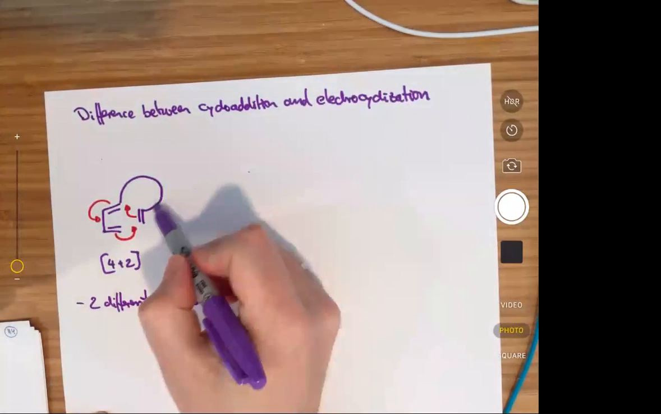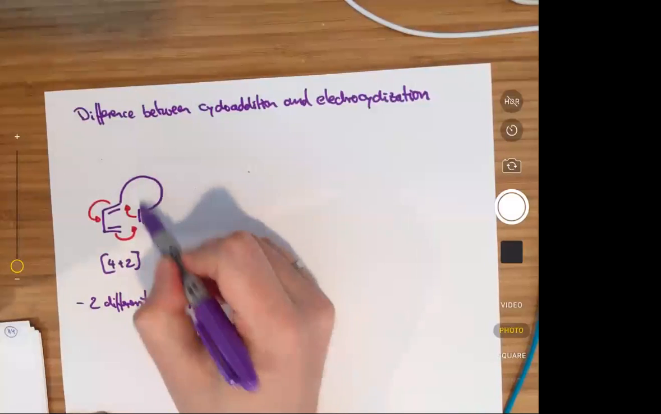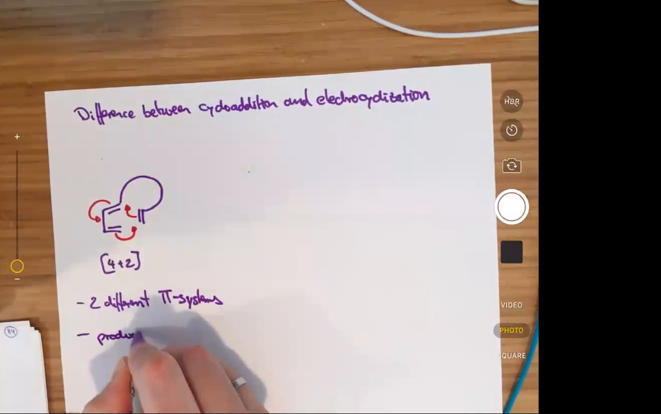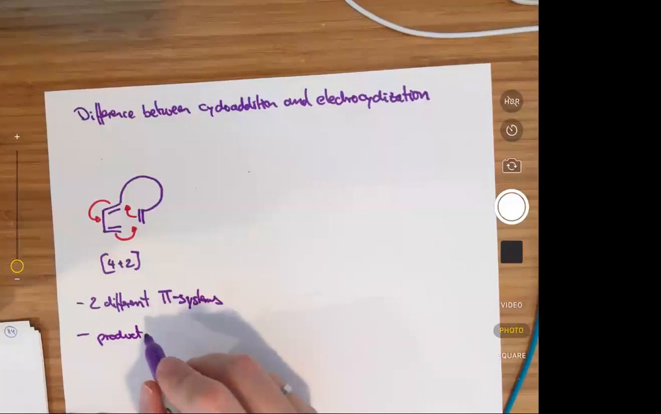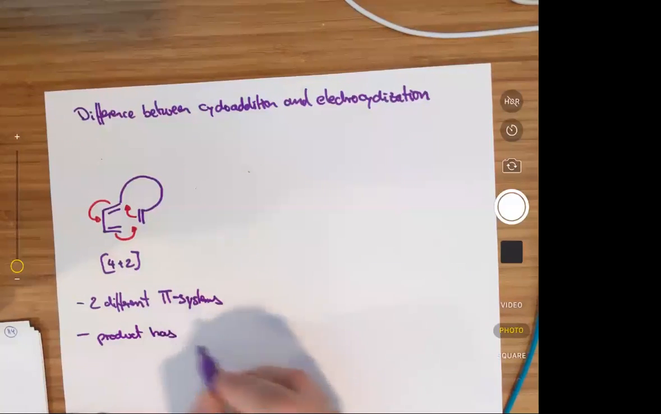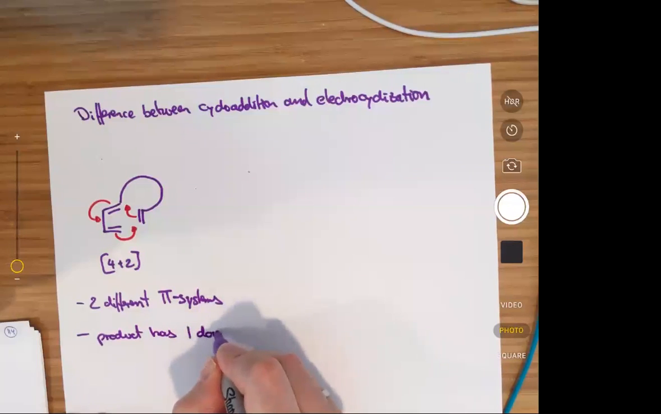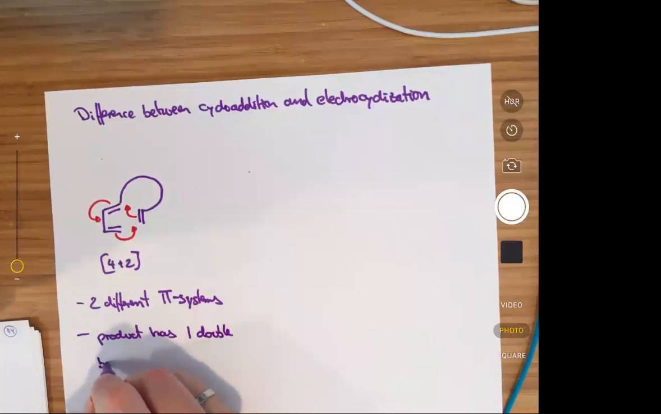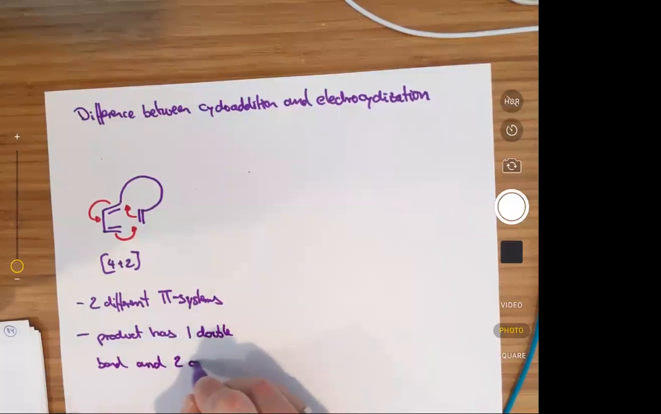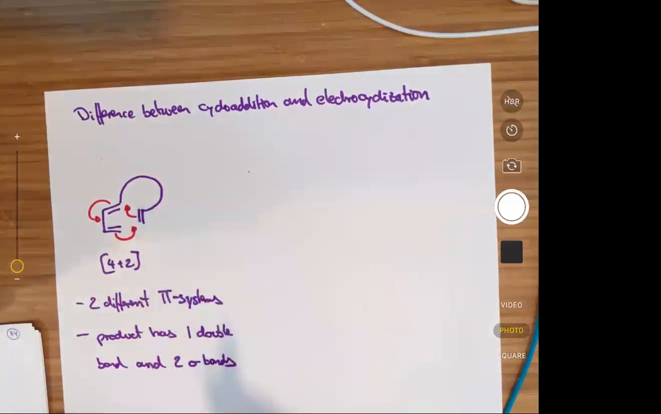So they're connected essentially here by an aliphatic residue. They are not conjugated to each other. And the product has usually one double bond. In the case of a 4+2 cycloaddition, the product has one double bond and, let's say, two sigma bonds that are formed between these two ends, right?